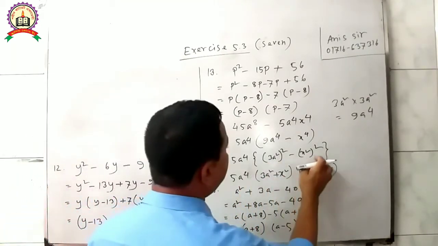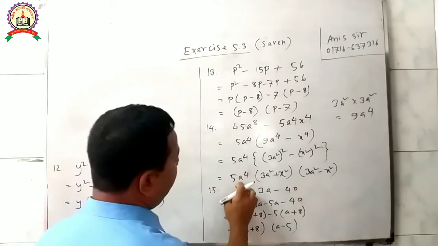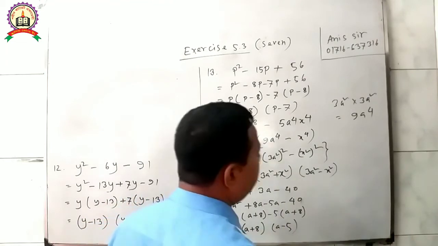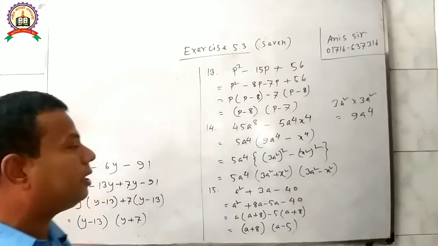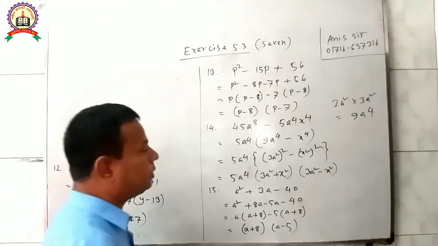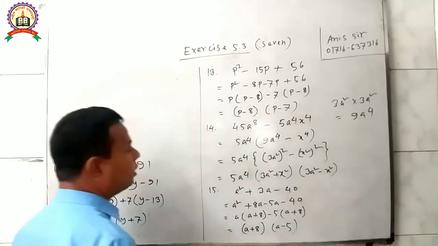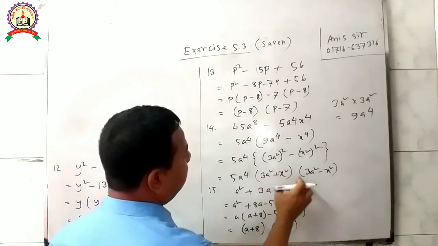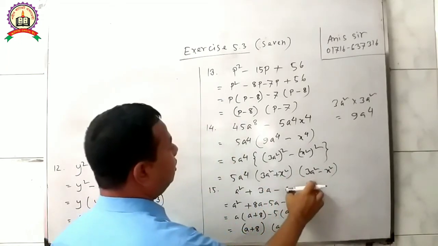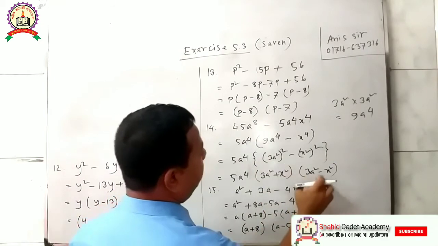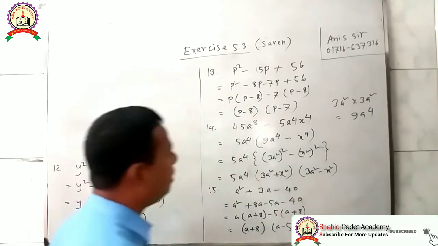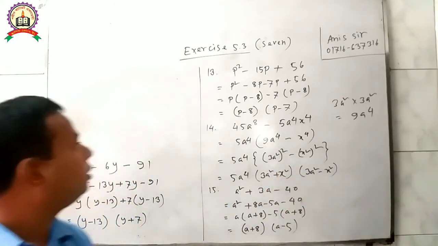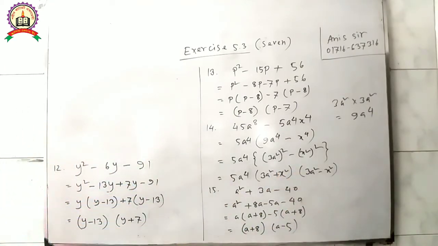So 5a to the power 4 into a square minus b square. The formula is a square minus b square equal to a plus b into a minus b. So a plus b equal to 3a square plus x square, into a minus b equal to 3a square minus x square, and this is the answer. You have to use this formula, a square minus b square, in problem number 14.